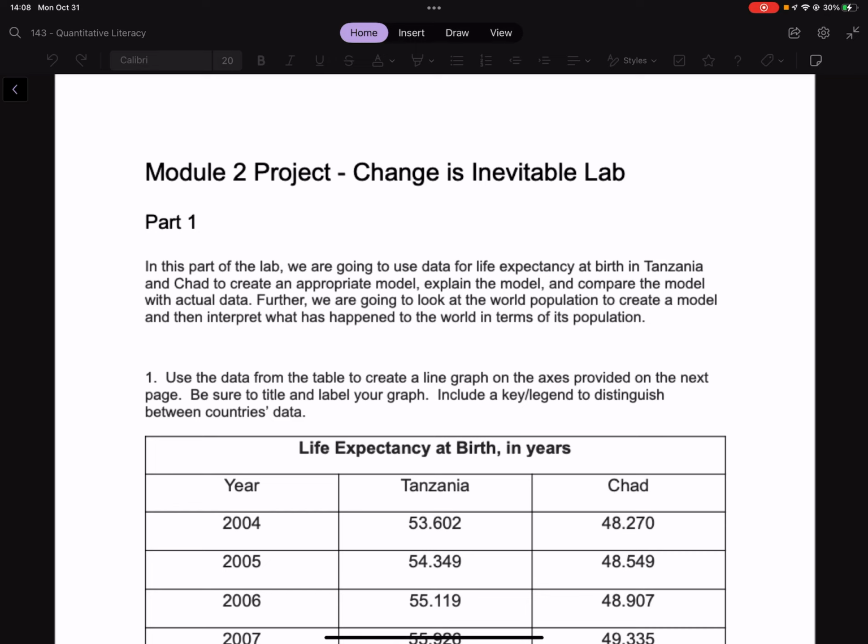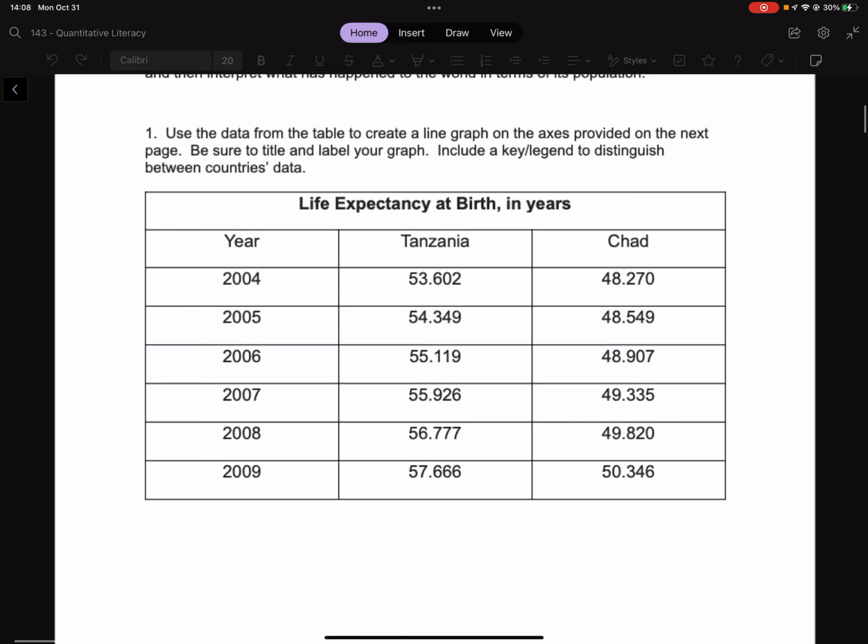Alright, so it says in this part of the lab we're going to use data for life expectancy at birth in Tanzania and Chad to create an appropriate model. Alright, so let's see what we have going on here. They provide this data to us, and we have two countries, Tanzania and Chad. Another thing we also have are the years in which this data is modeled for. This is the life expectancy at birth, and we're just observing the change in life expectancy in each of these countries over the course of a few years. So we have 1, 2, 3, 4, 5, 6 years worth of data there.